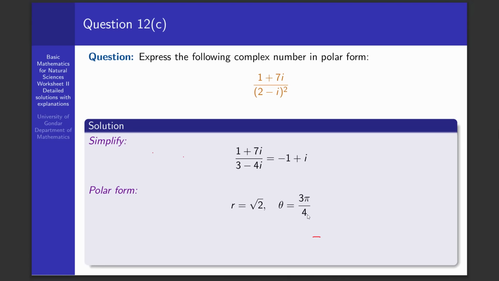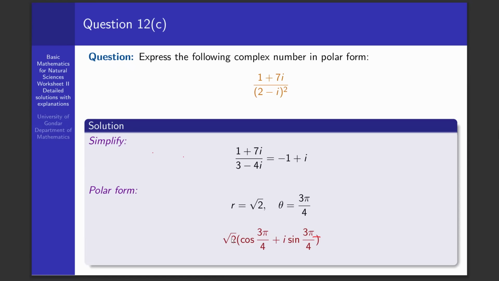Therefore, r is this one, theta is this one. Therefore, the polar form of this complex number could be radical 2, which is r, times cosine of 3 pi over 4, that is the argument, plus i times sine of 3 pi over 4. Therefore, this is the polar form of this expression, or its simplified form, which is minus 1 plus i.